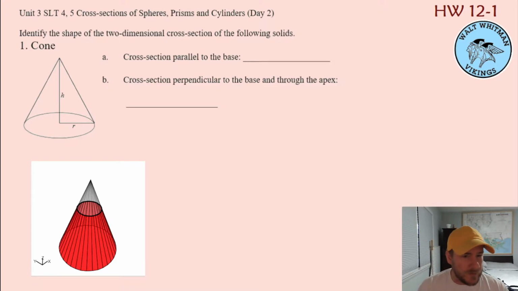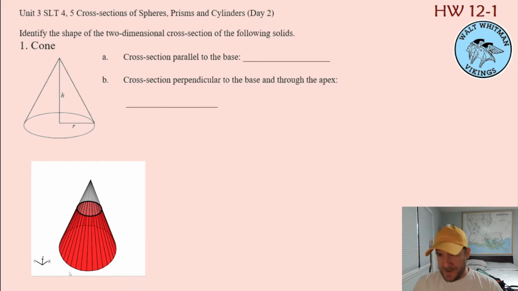On page 12, 12.1, 12.2, 12.3. And this is another one on cross sections, which is good because cross sections are weird and I definitely want to make sure you guys understand it. So looking here, the first question is asking you to identify the two-dimensional cross section of the following solid. We're doing a cone first.